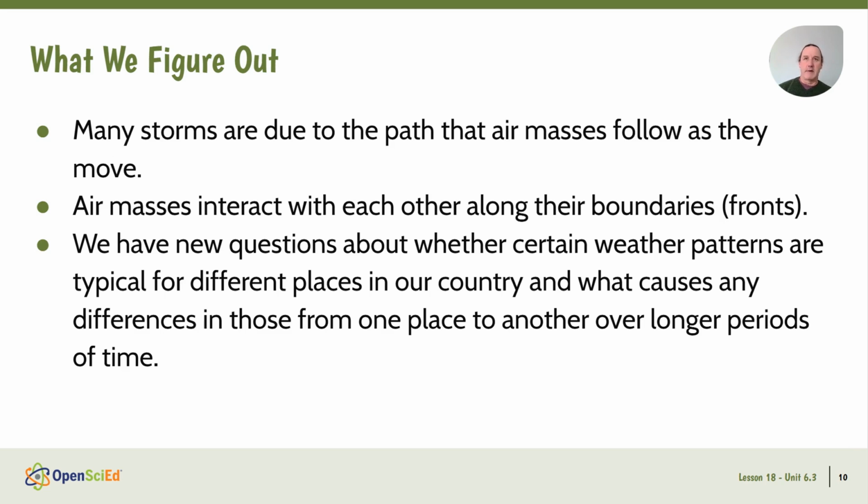We figure out that many storms are due to the path of the air masses they follow as those air masses move, and that air masses interact with each other along boundaries and fronts. But we are left with this new question about what is typical weather, and is weather always typical? And so we have new questions about whether weather patterns are typical, or what causes those to be typical over large periods of time. And that is a perfect segue into the 4th lesson set, which focuses on climate.